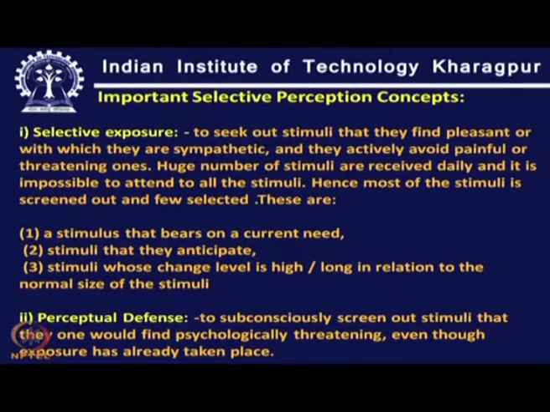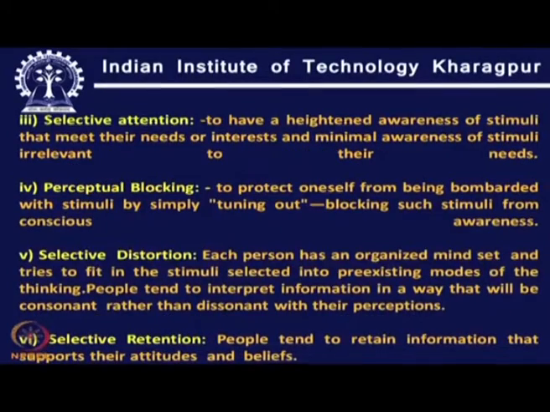Next is perceptual defense. We screen out stimuli which we find psychologically threatening to us, even though we are already exposed to such situations. Even though it has taken place, sometimes we screen that out subconsciously from our mind, because that is threatening to us.